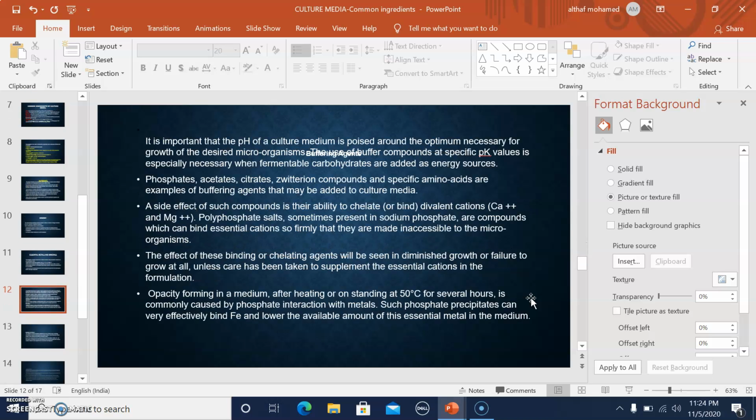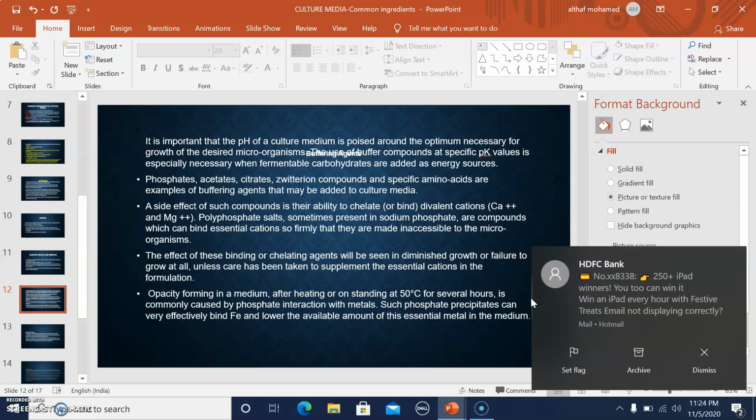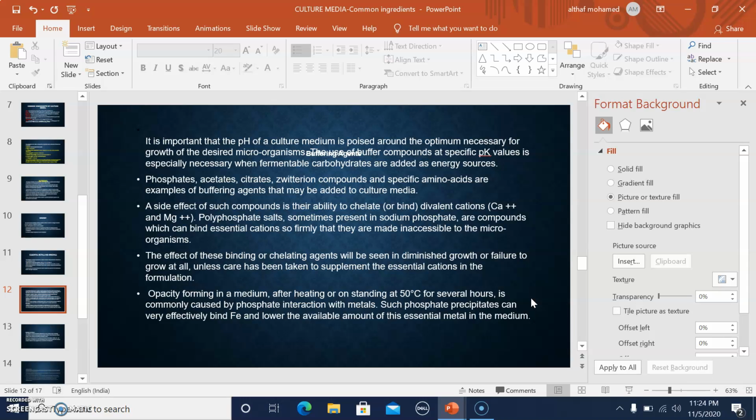So next is the buffer slide. It is important that the pH of the medium is poised for the culture media and the growth of the desired microorganism. So in this condition, it is important that the pH of the culture medium is poised around the optimum necessary for the growth of desired microorganisms.